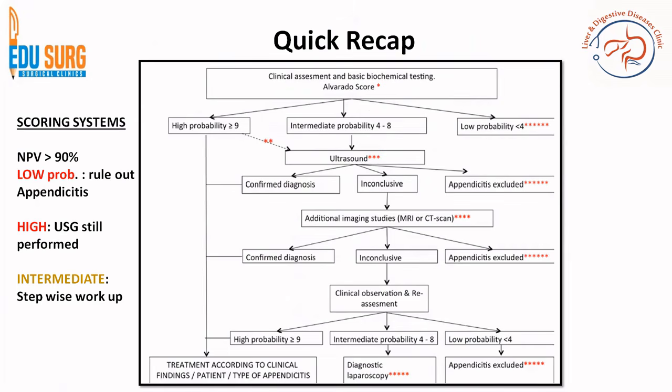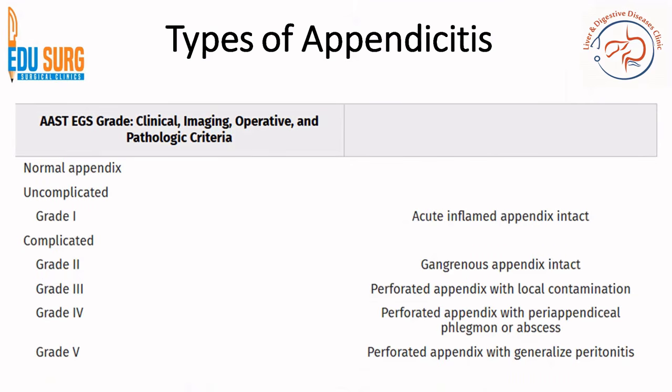We have already seen the clinical assessment. This was a separate video, biochemical testing, various scoring systems. We have seen how the negative predictive value of the scoring system is very high. So all the low probability you can exclude appendicitis, then do a stepwise imaging, which was step 3 and 4, ultrasound if required, then a CT or MRI, and if still inconclusive, you do a laparoscopy. So this is a stepwise workup. Now we are going to see the various management options based on the type of appendicitis.